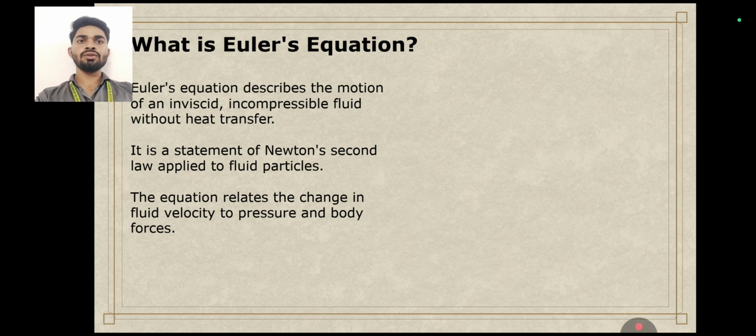What is the Euler equation? The Euler equation describes the motion of an inviscid, incompressible fluid without heat transfer. It is a statement of Newton's second law applied to fluid particles.